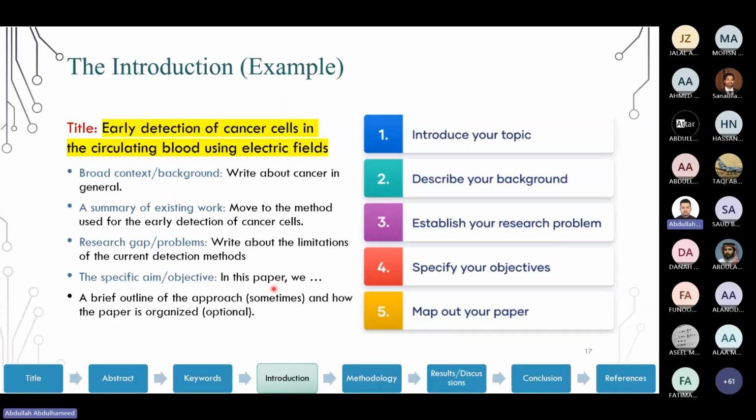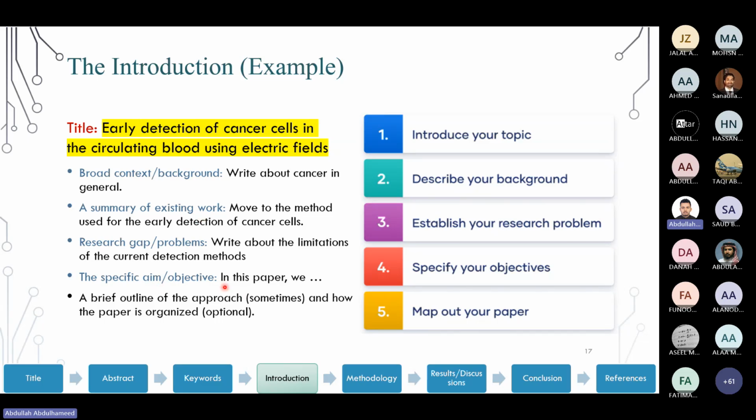And then in the last paragraph, now I mentioned only 4 paragraphs. If you want more detail on cancer, for example, you can also add another paragraph between the first and the second paragraph. But for this case, 4 or 5 paragraphs is enough.